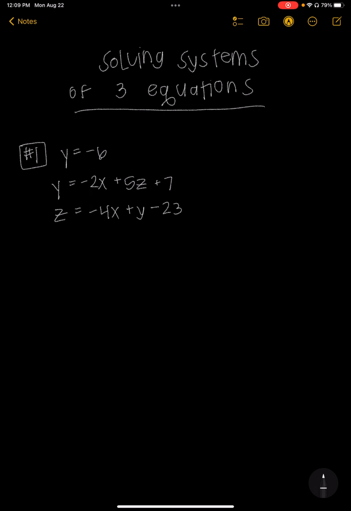Okay. So we've got y equals negative 6, y equals negative 2x plus 5z plus 7, and then z equals negative 4x plus y minus 23. As you can see, we've got three equations and three variables. This one actually makes it a little bit easier because we automatically have one of the answers. It already told us that y is equal to negative 6. So I'm going to just box that up because that's one of our answers.